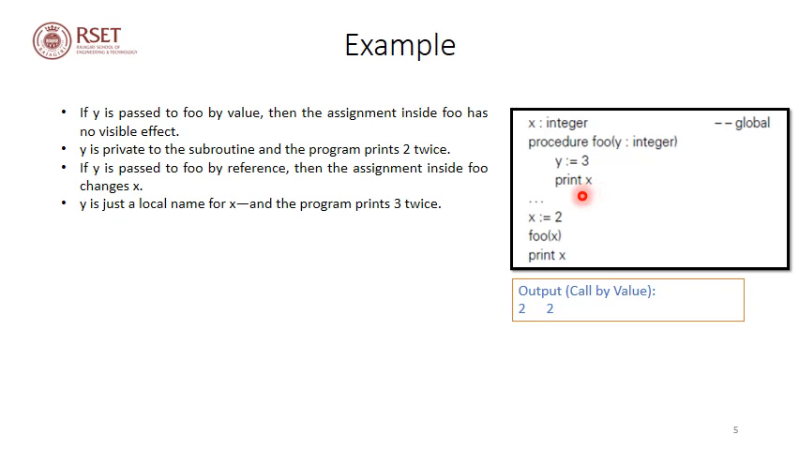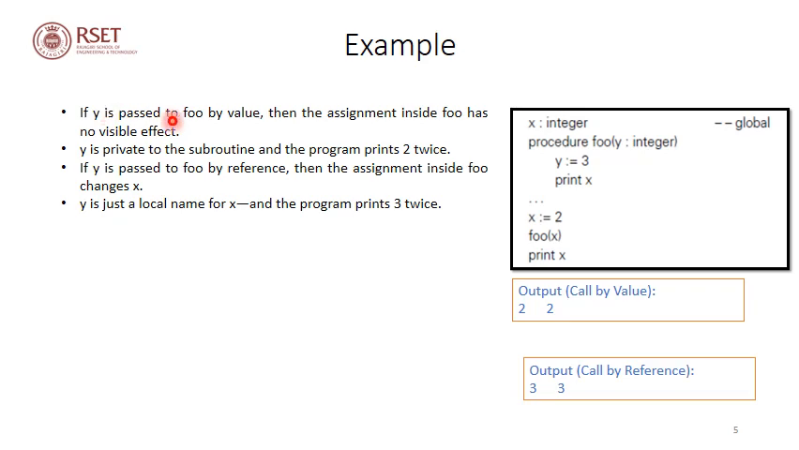Then the function returns and we are back in the main function, and we'll be executing the statement print x that immediately follows foo of x. And we know that the value of x has been modified, and now the modified value 3 will get printed. So in the case of call by reference, the output will be 3, 3. You can see the output here.